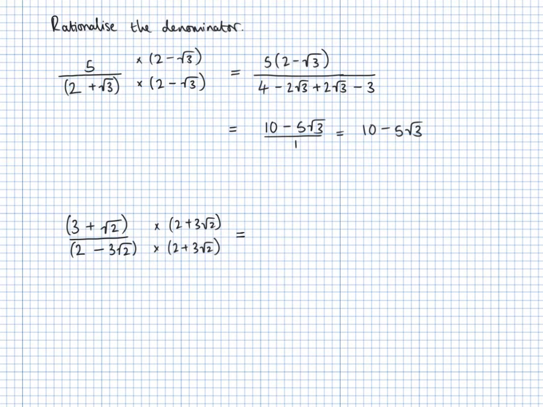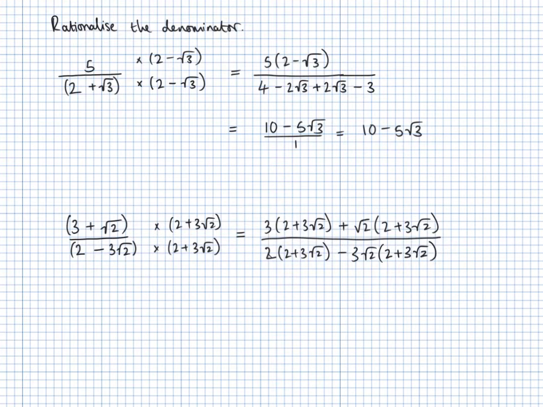So this is going to be 3 times 2 plus 3 root 2, and then I say plus this time, so I did 3 times all of this, and I have to do root 2 times all of that. So plus root 2 times 2 plus 3 root 2, and that's going to be over. So this time 2 times all of that, and negative 3 root 2 times all of that. So that's 2 bracket 2 plus 3 root 2, and take away 3 root 2 times 2 plus 3 root 2. Okay, so now I'm just going to multiply these out, and see what I get at the top, see what I get at the bottom.